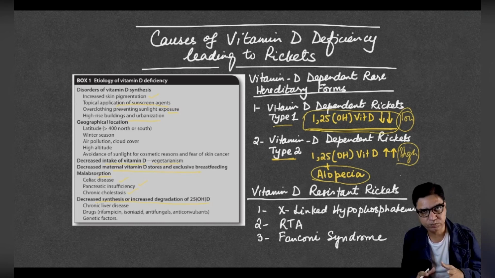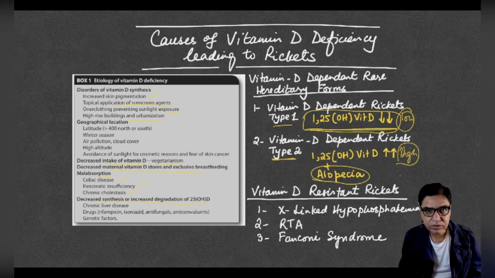rickets type 2. Clinically, you might get in exams a question: a child who is 2 years of age has got rickety changes and has got patchy alopecia. Straight away, the diagnosis would be vitamin D dependent rickets type 2.